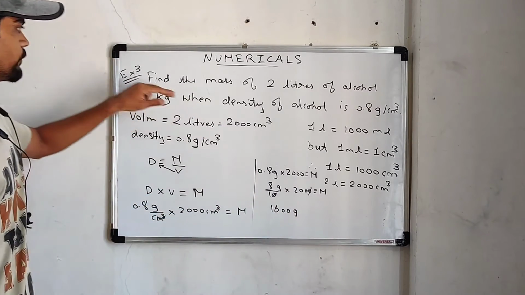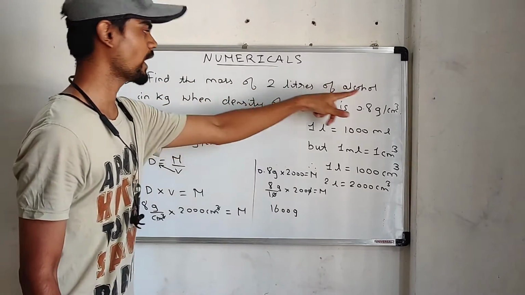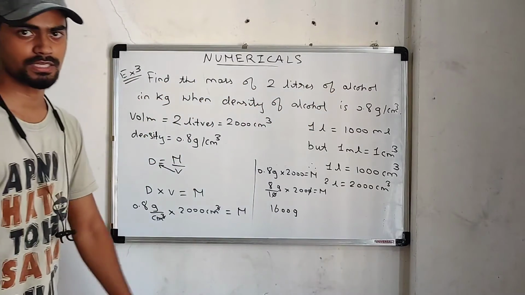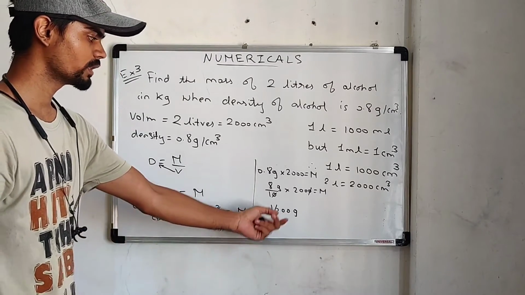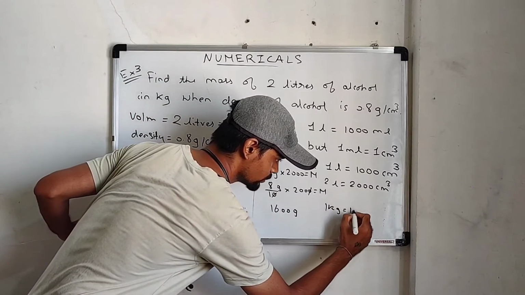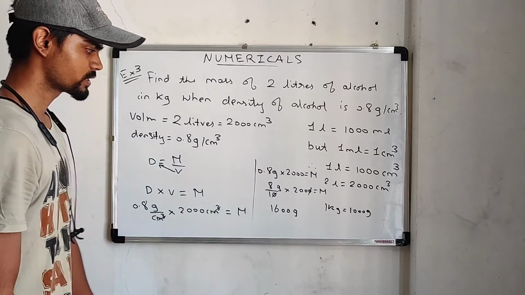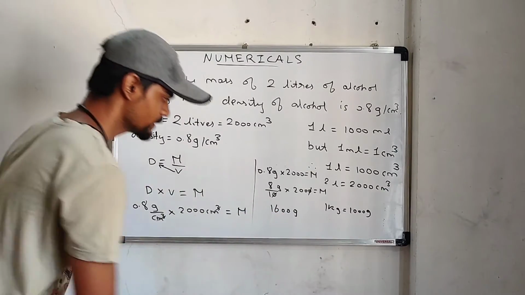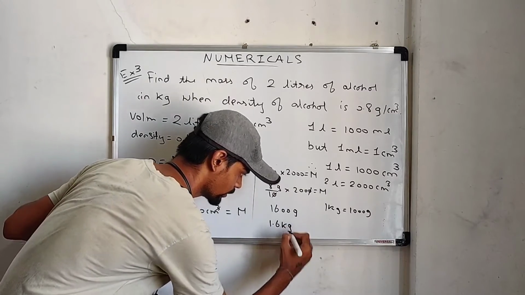Now if we read this question, find the mass of 2 liter of alcohol in kg they are asking. Simple conversion we have to do. Okay, we have to convert the gram into kilogram. We know that 1 kg equals to 1000 gram. So what will be 1600 gram when we convert into kg? That will be equals to 1.6 kilogram.